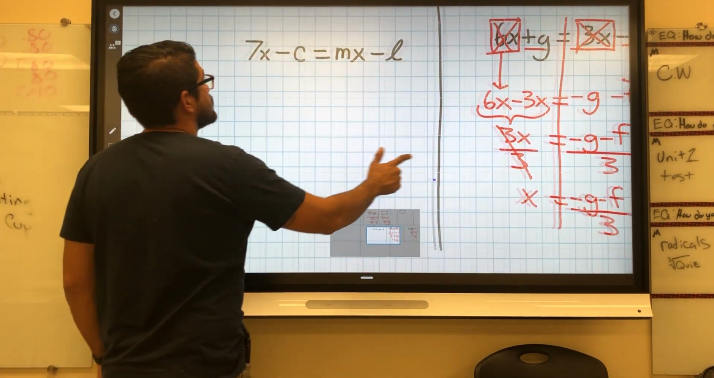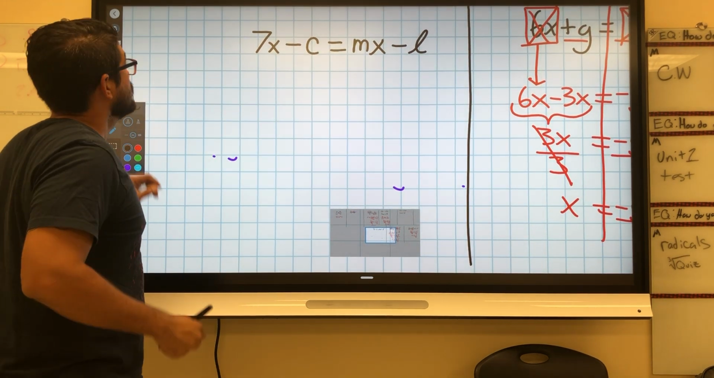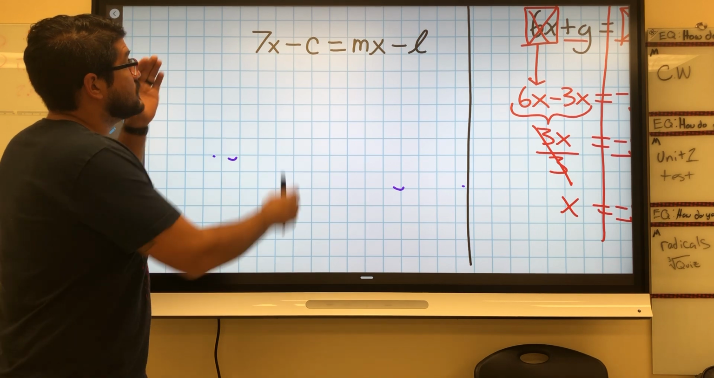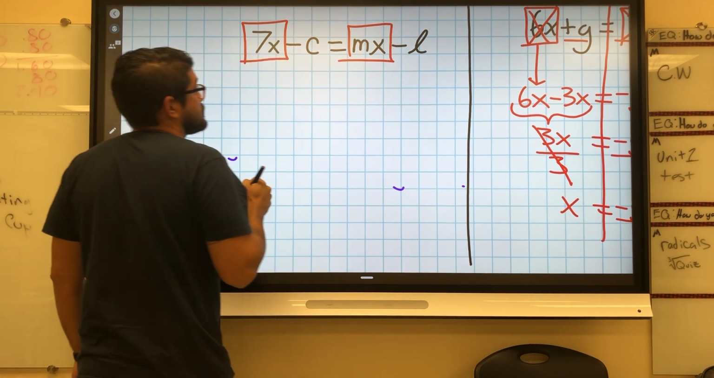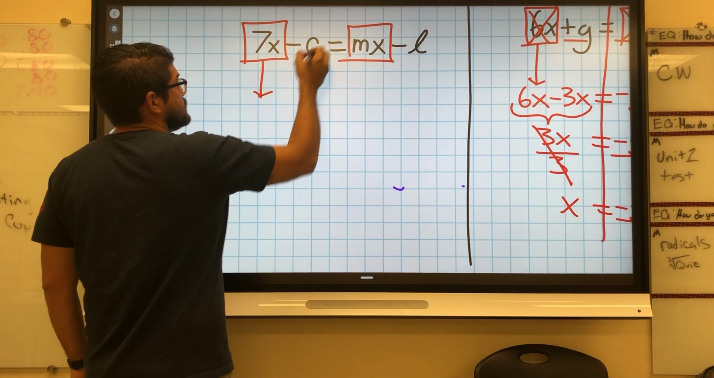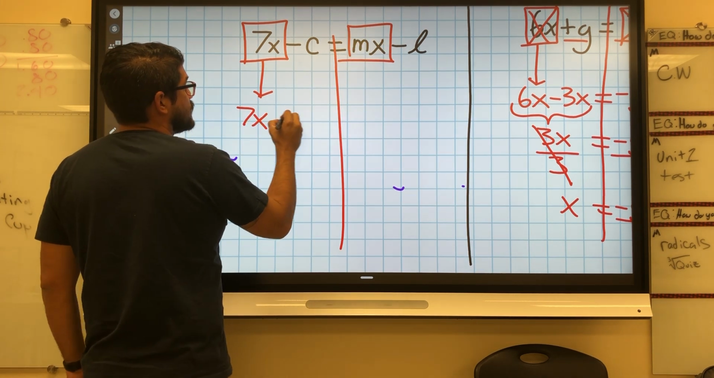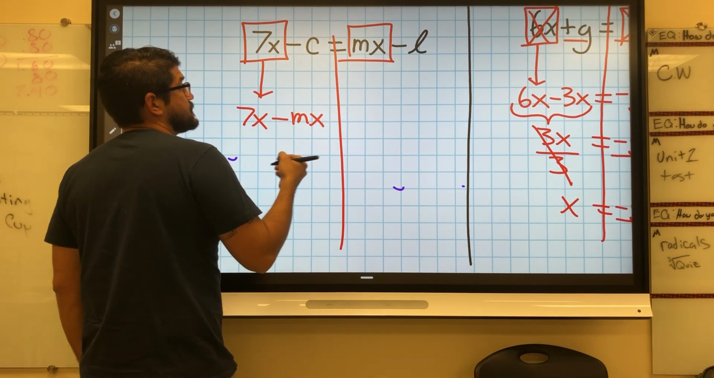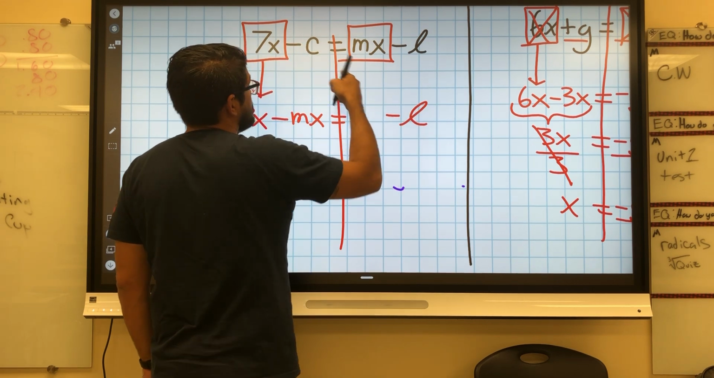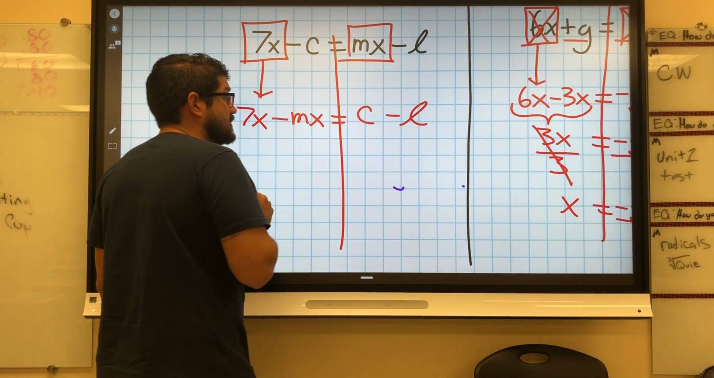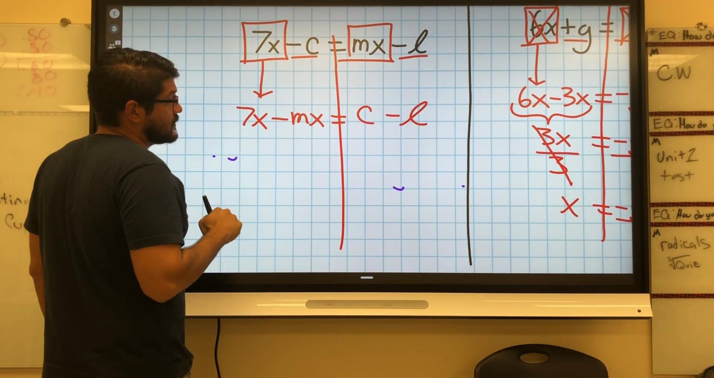All right. Last one here. So here we have the same situation. There's two x's. So we're going to do the same thing we did before. Here and here. So the 7x is going to come down. The mx is going to move over here, causing it to be minus mx. The minus L is just going to come down, and the minus C is going to become just C now, because it's a positive C. So I move that one down, that one across the line.